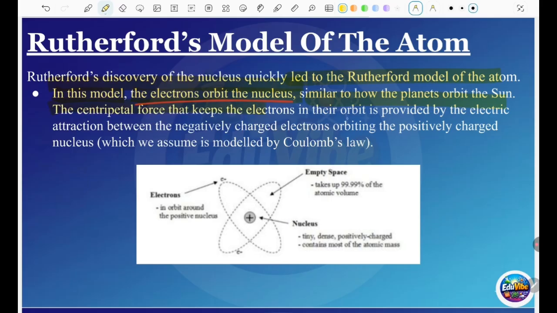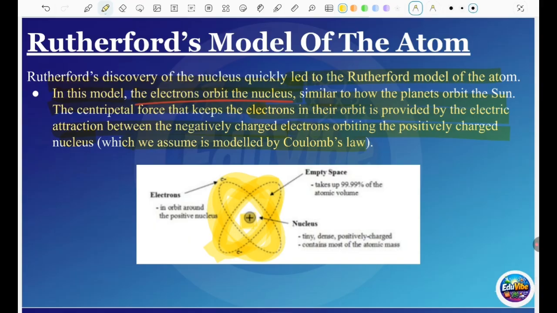The centripetal force that keeps the electrons in their orbit is provided by the electric field. It is the electric field attraction between the negatively charged electrons orbiting and the positively charged nucleus, which is assumed by the model from Coulomb's law. From Coulomb's law, they also showed that the centripetal force can occur on the electrons. So the positive charge is on the nucleus, the negative charge is on the electrons, and the electrons orbit the nucleus like this. All of these electrons are on orbits, and at the center of the atom we have a positively charged nucleus.